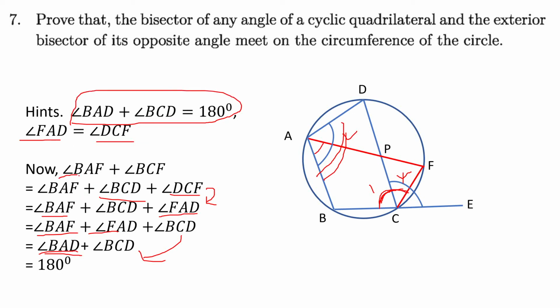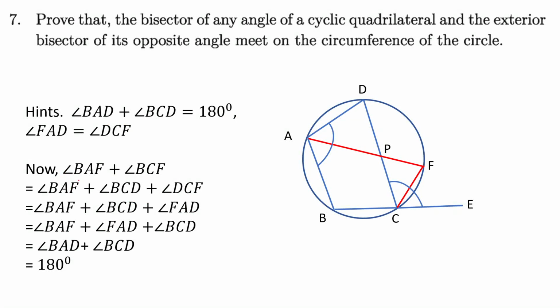So we get angle BAF plus angle BCF equal to 180 degrees. Therefore these two angles are supplementary. Obviously these two are also supplementary, because the sum of the four angles of the quadrilateral is 360. Opposite angles are supplementary, so this quadrilateral is a cyclic quadrilateral. Hence F is on the circle.